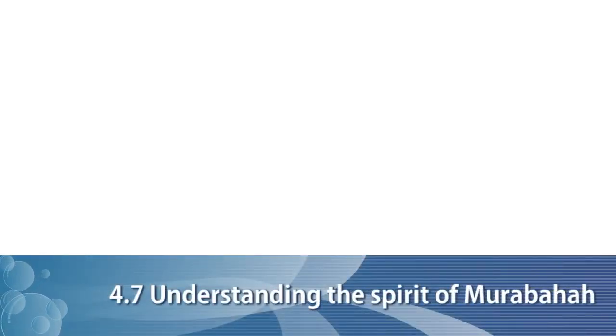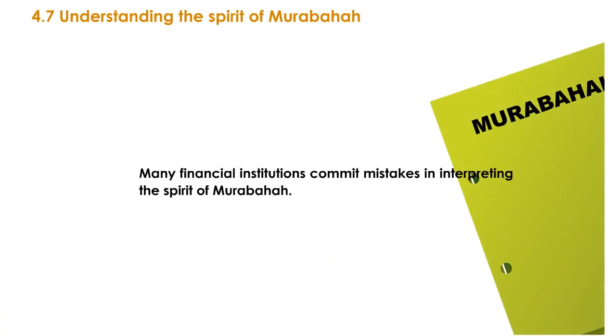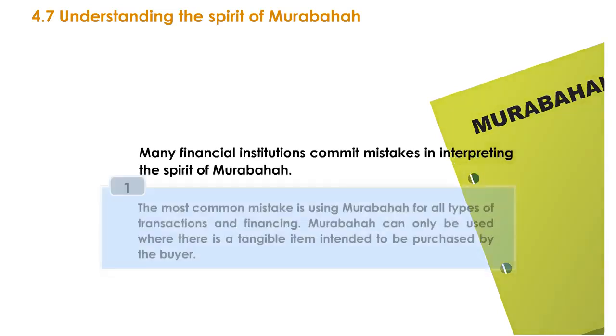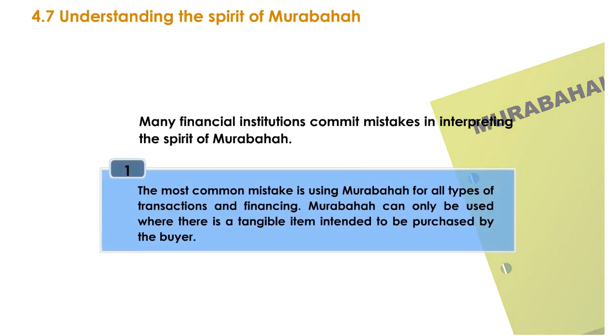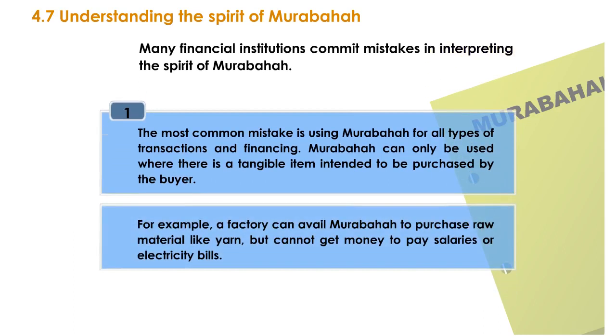Understanding the spirit of Murabbaha. Many financial institutions commit mistakes in interpreting the spirit of Murabbaha. The most common mistake is using Murabbaha for all types of transactions and financing. Murabbaha can only be used where there is a tangible item intended to be purchased by the buyer. For example, a factory can avail Murabbaha to purchase raw material like yarn, but cannot get money to pay salaries or electricity bills.